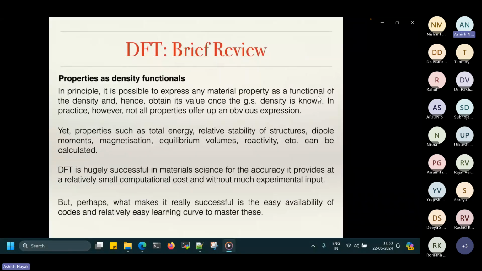The thing that actually makes it successful, and if you know a little bit the story about the Nobel Prize in Chemistry awarded to density functional theory, then you would realize this, that what makes it hugely successful is the easy availability of codes and the relatively easy learning curve to master these. Nowadays, every single lab in chemistry departments across the country, you would see that people very quickly can do DFT calculations without even much introduction to the theory. And that's because the codes that are available are so easy to master, at least to be able to start running calculations and ask questions, right? And that's really the reason for success of DFT.